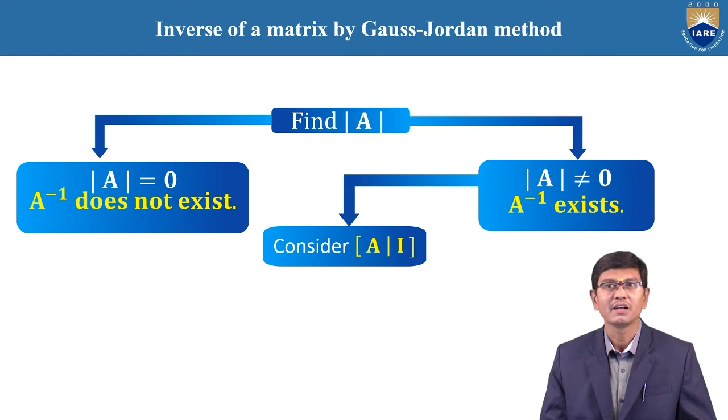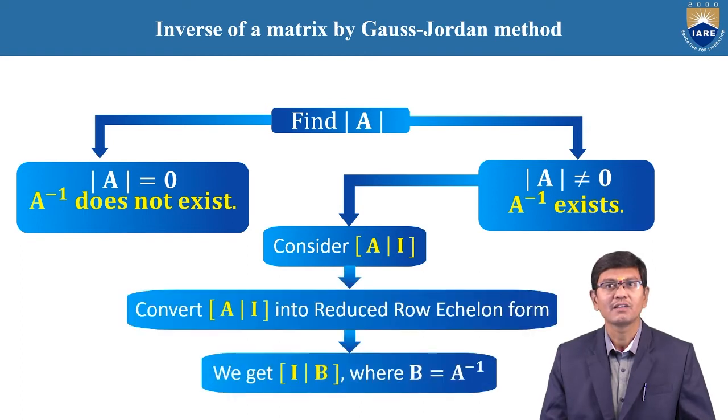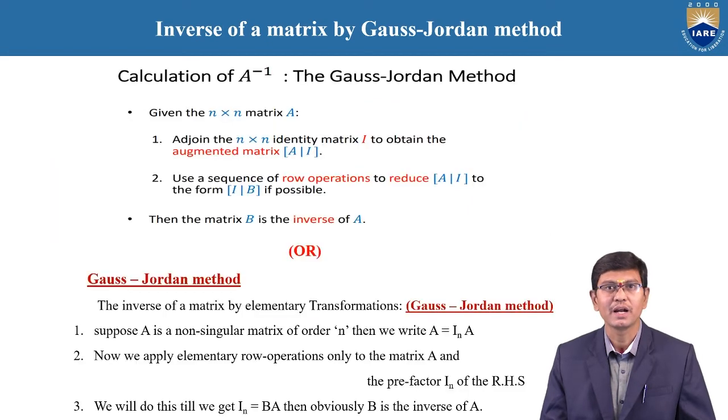Consider within the bracket the box A and I. This is called converting [A | I] into reduced row echelon form. Then by using elementary row operations, the given matrix A is reduced to I and I is reduced to B, where A is reduced to I, and that B is A inverse of the matrix.